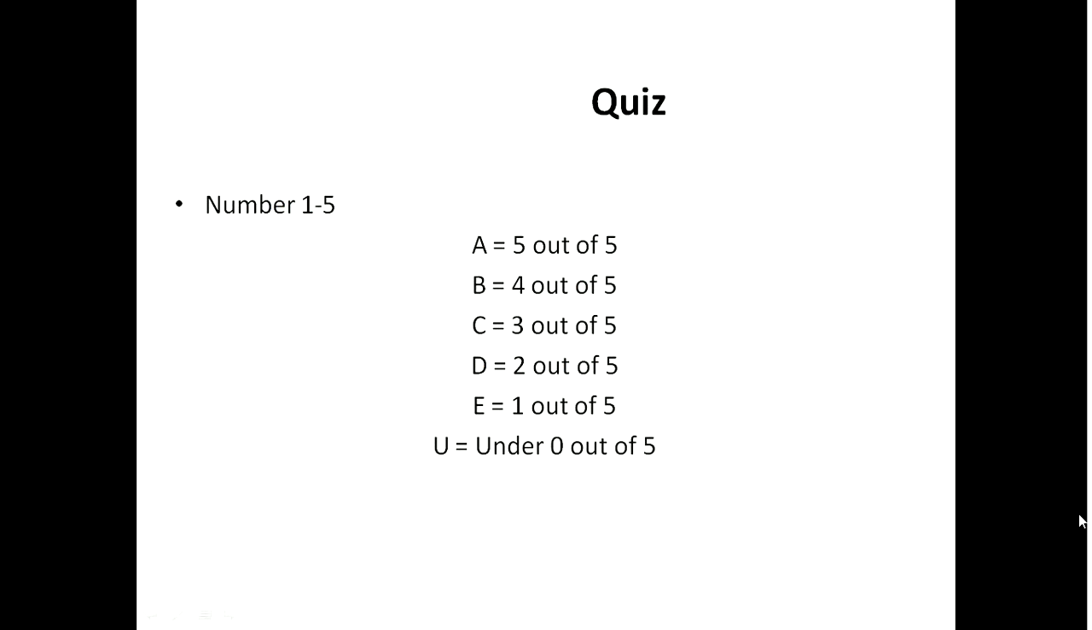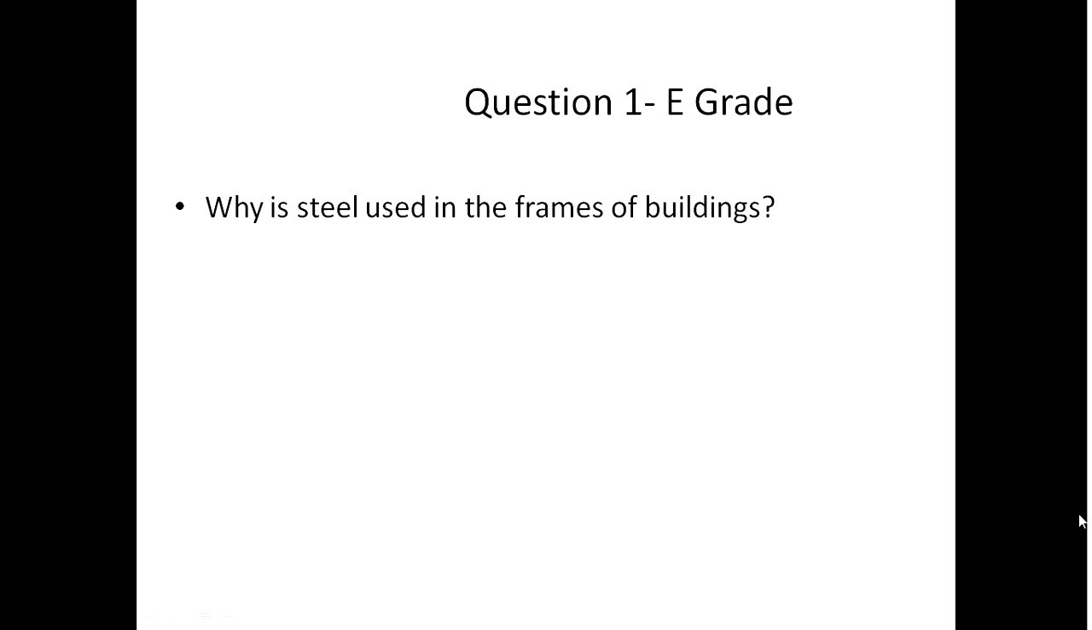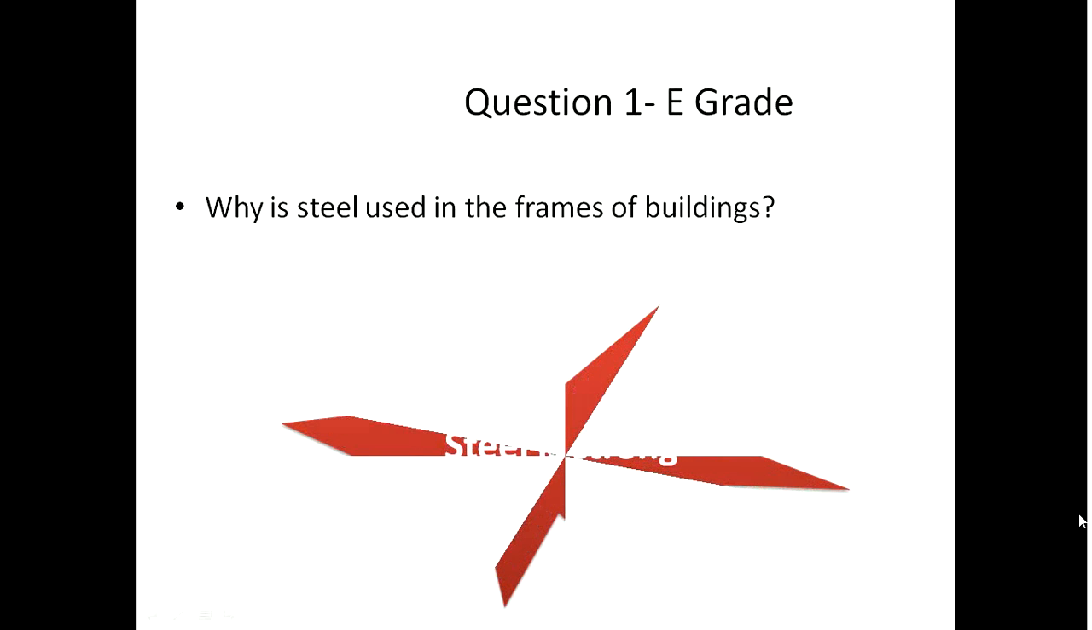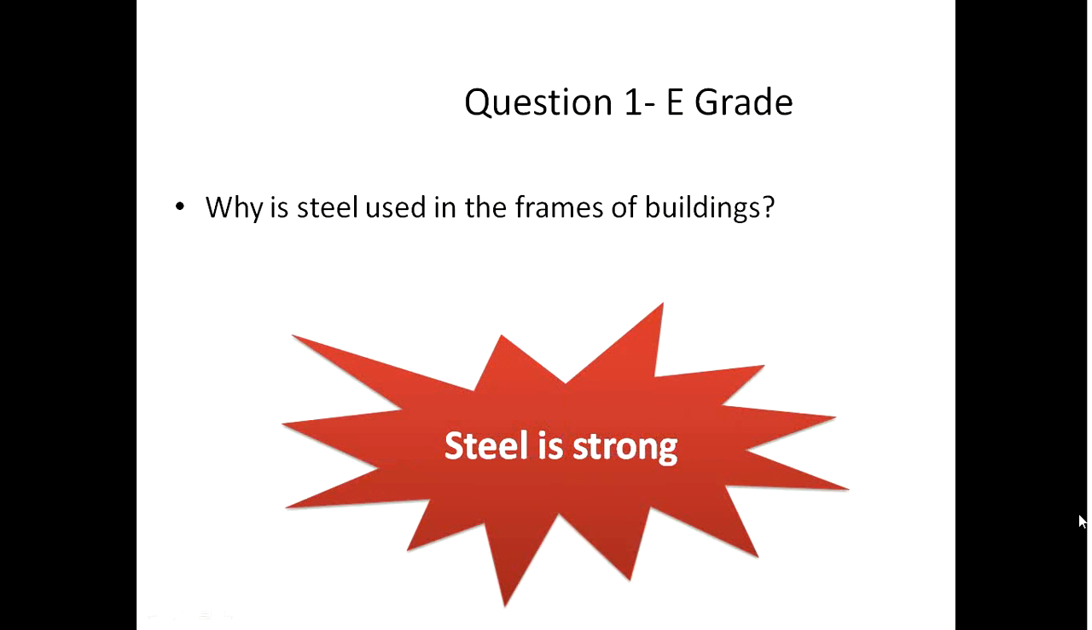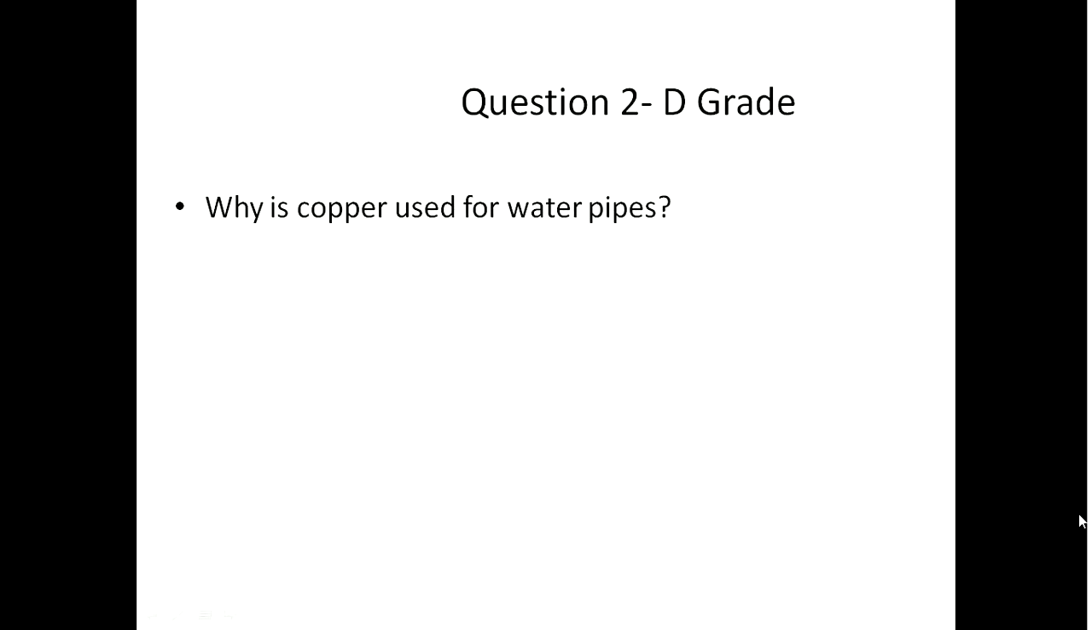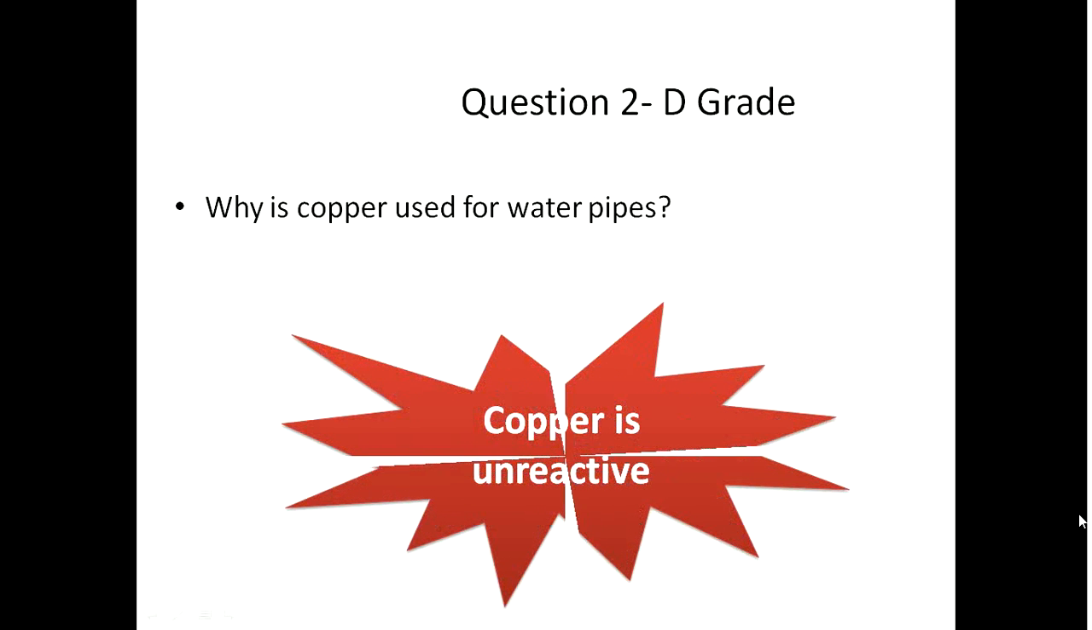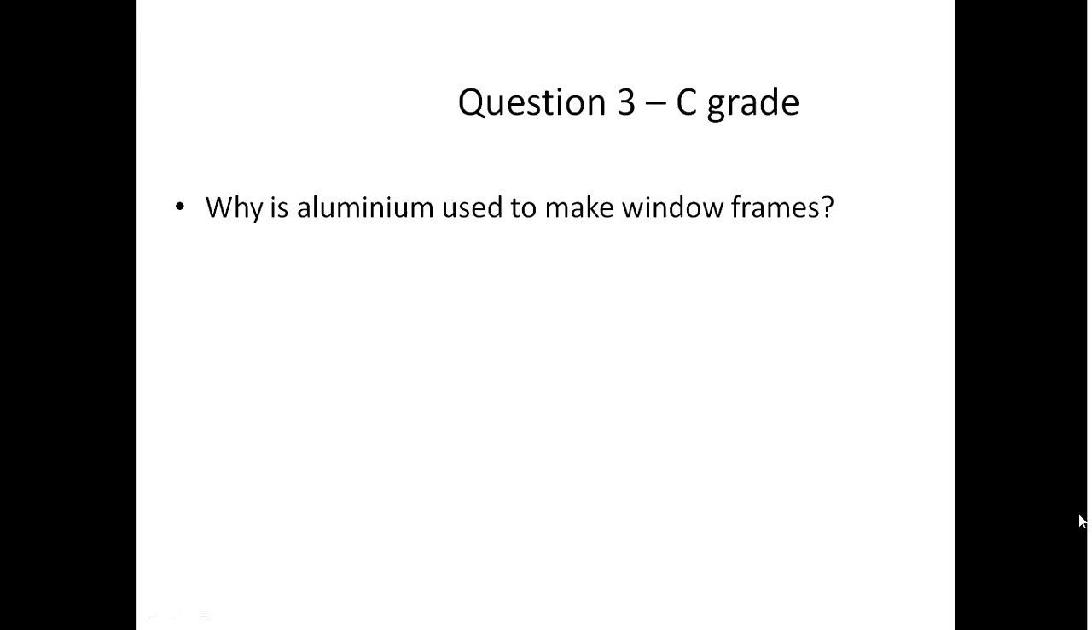Let's do a short quiz to check your understanding. Question 1. Why is steel used in the frames of buildings? And the answer is steel is strong. Question 2. Why is copper used for water pipes? And the answer is copper is unreactive.